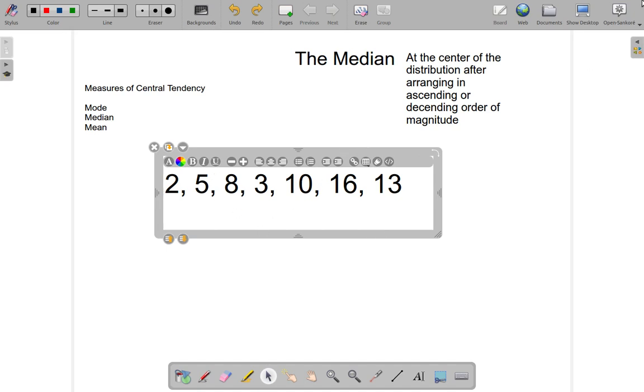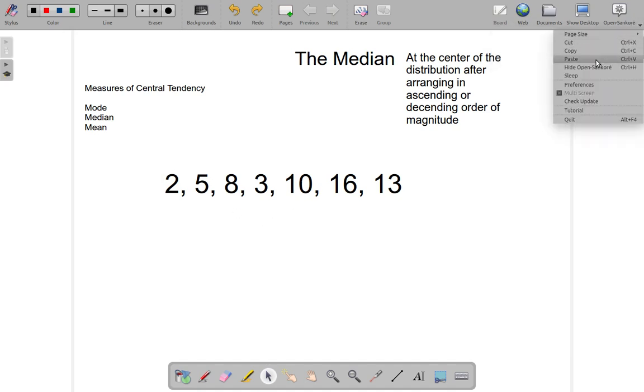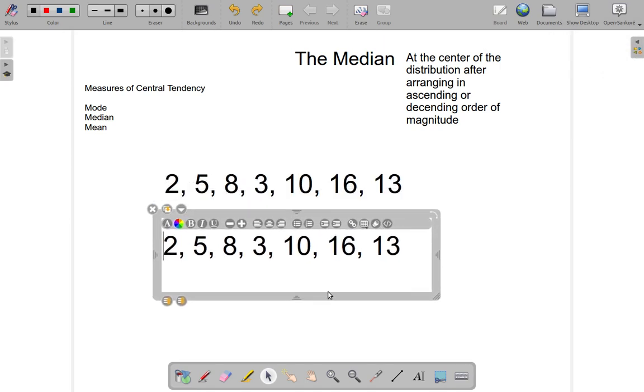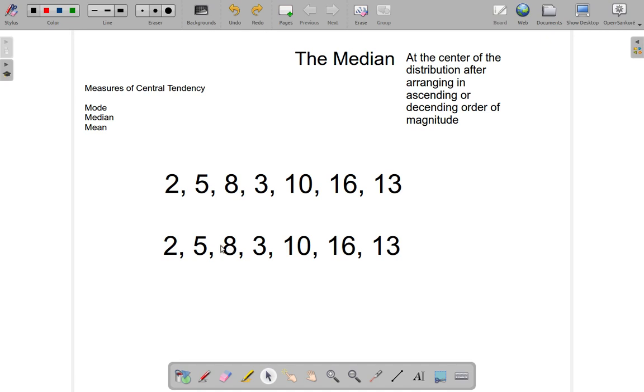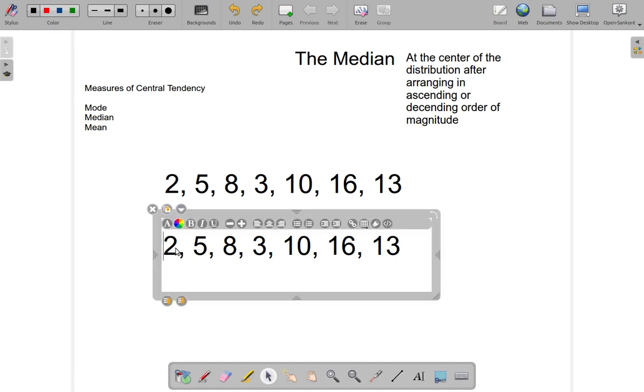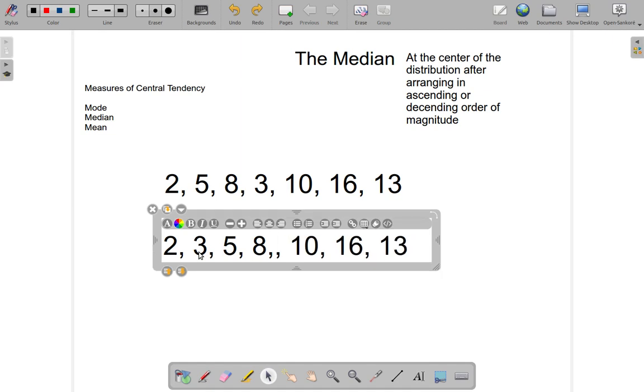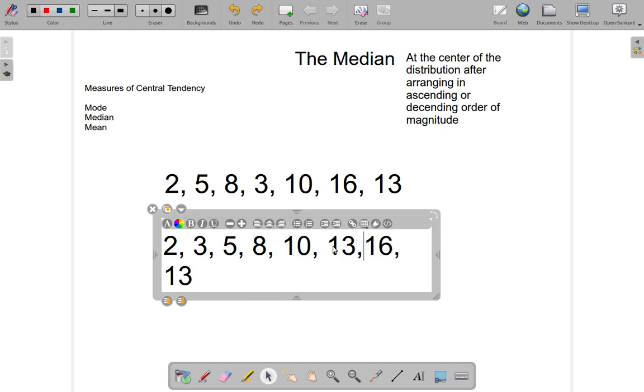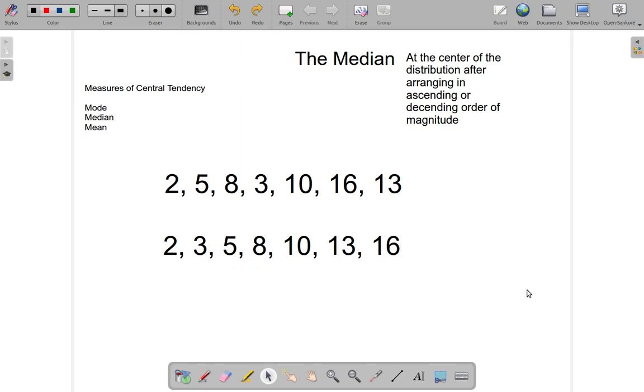Let me copy and then paste this and make the rearrangement. Have 2, then 3, then 5, 8. Let me erase this 3. 2, 3, 5, 8, 10. Nice. 13 should be down here. So I have 13 here. Good. I have them in order. Now, what is the median?